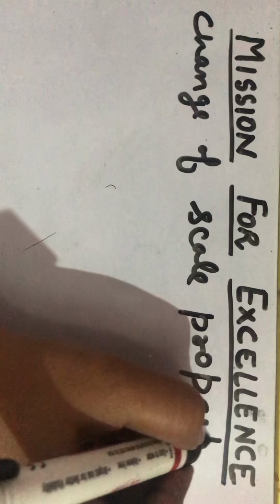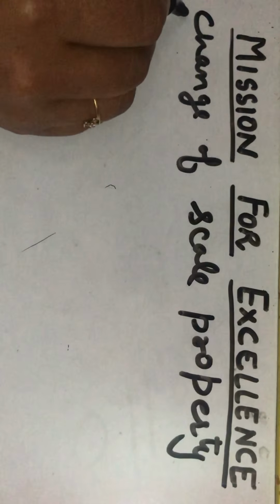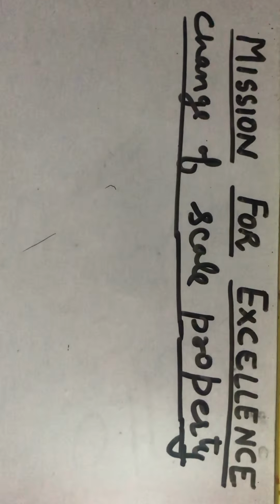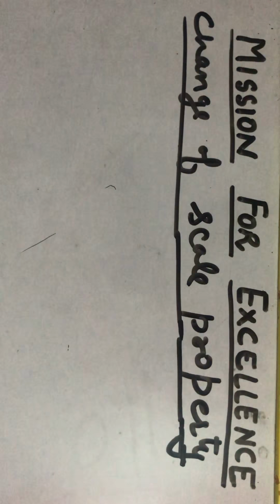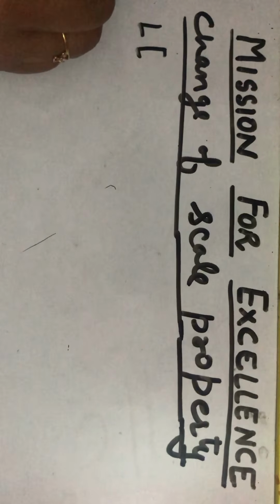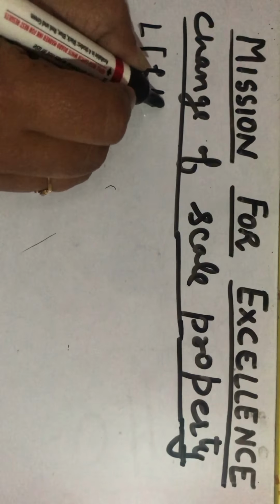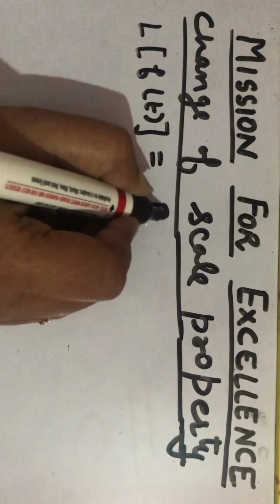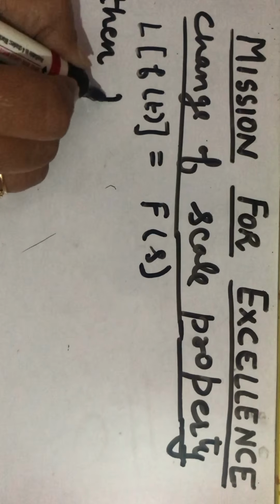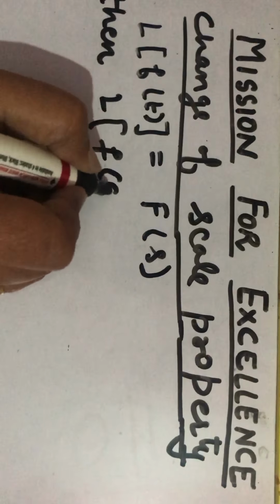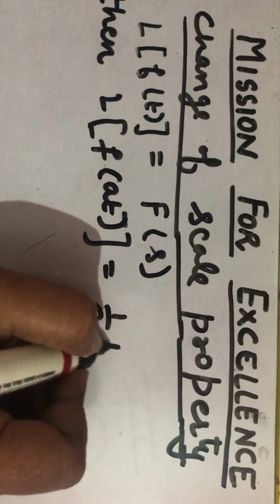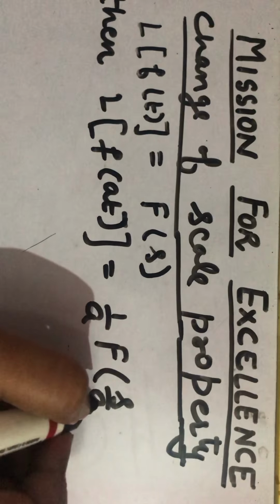आज हम करेंगे चेंज ऑफ स्केल प्रॉपर्टी ऑफ लैप्लेस ट्रांसफॉर्म। चेंज ऑफ स्केल का मतलब क्या है कि अगर हम t की जगह पे t का कोई भी मल्टीपल लेंगे तो उसका लैप्लेस ट्रांसफॉर्म क्या होगा। लेट अस डिफाइन द प्रॉपर्टी। If Laplace of f(t) is given as F(s), then Laplace transform of f(at) will be 1 by a F(s by a).